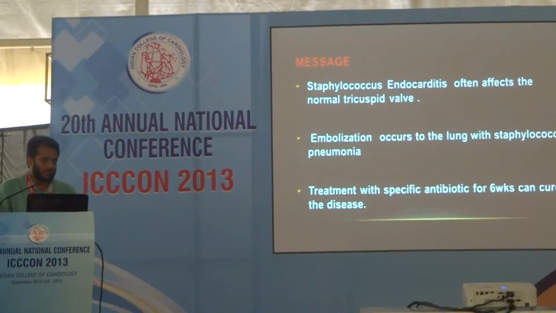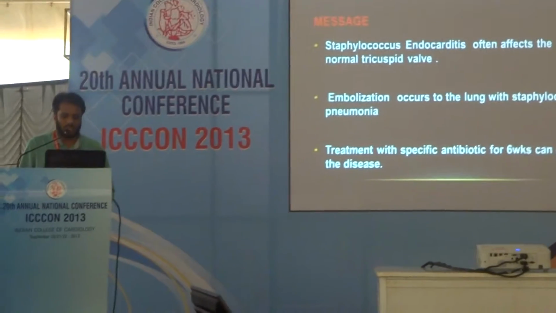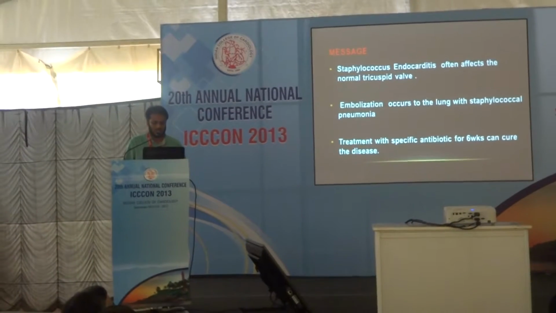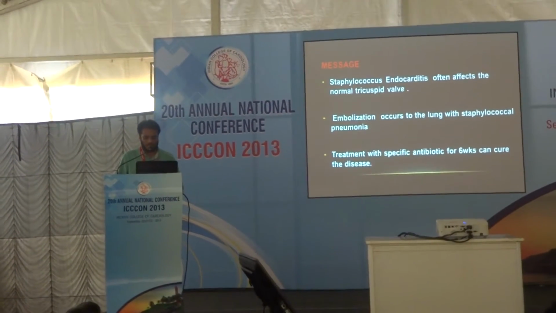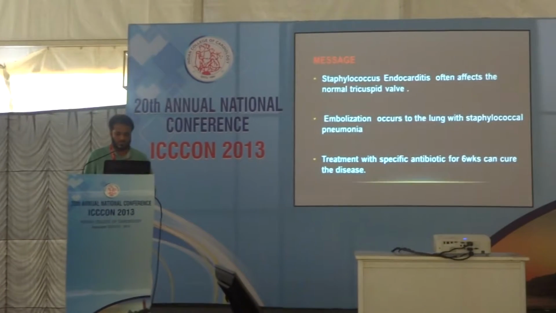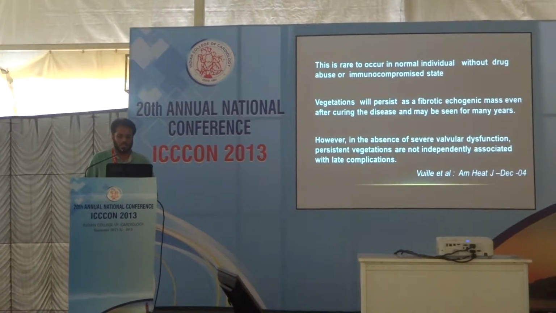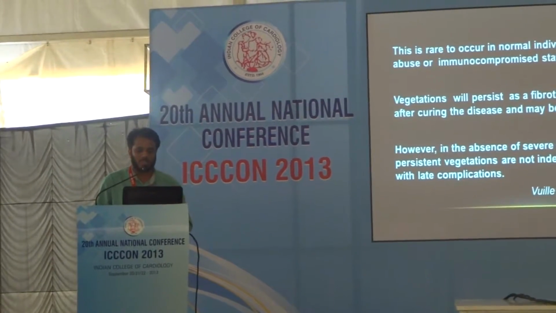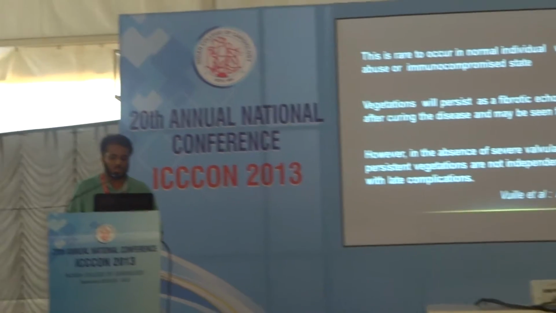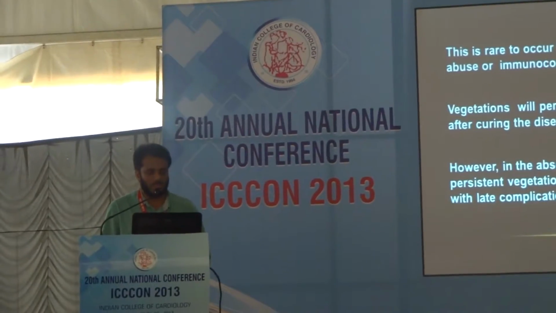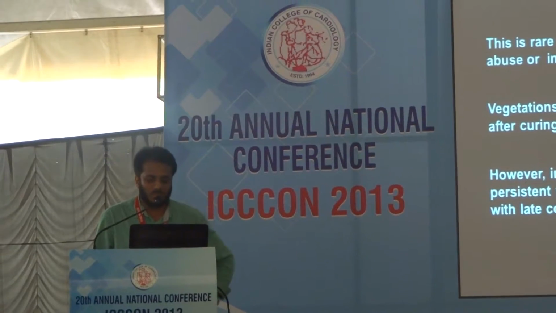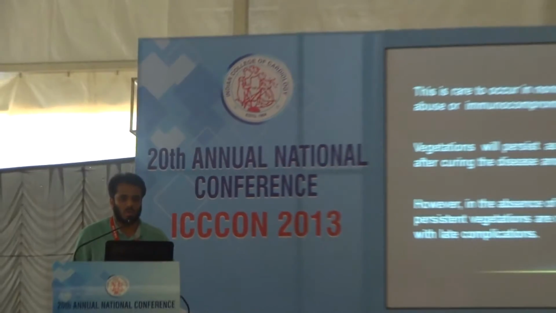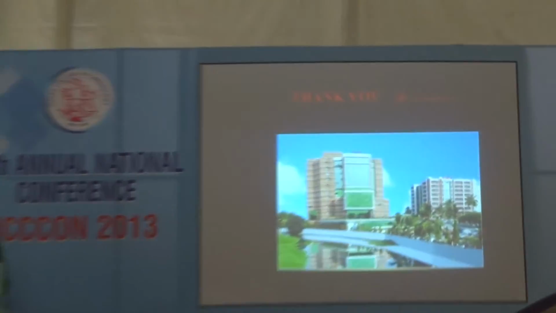So the messages of this presentation are: Staphylococcal endocarditis often affects the normal tricuspid valve. Embolization occurs to the lung with staphylococcal pneumonia. Treatment with specific antibiotics for 6 weeks can cure the disease. This is rare in a normal individual without drug abuse or an immunocompromised state. Vegetations will persist as a fibrotic echogenic mass even after curing the disease, and may be seen for many years. However, in the absence of severe ventricular dysfunction, persistent vegetations are not independently associated with late complications. Thank you.